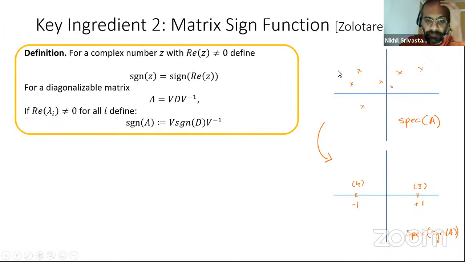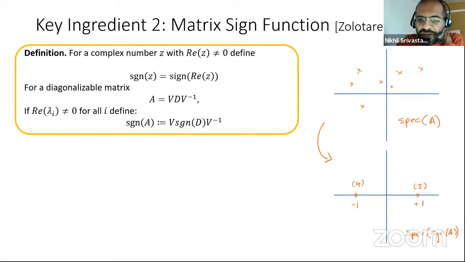The Sine function of a number whose real part is not 0 is just the sign of its real part. So it's +1 if it's in the open right half plane and -1 if it's in the open left half plane. And if a matrix A is diagonalizable, we can define its Sine function to be the matrix with the same eigenvectors and with eigenvalues which are the Sine function of the eigenvalues of the original matrix. And of course, you need the matrix not to have any eigenvalues on the imaginary axis for this.